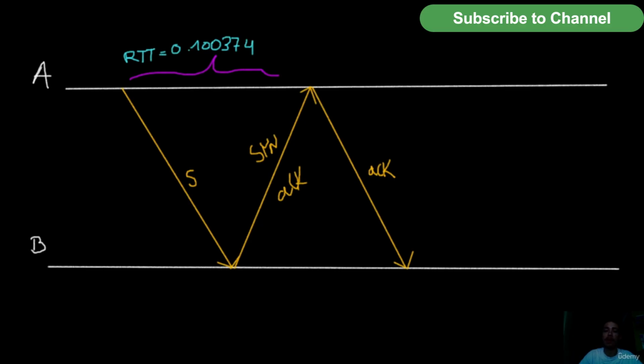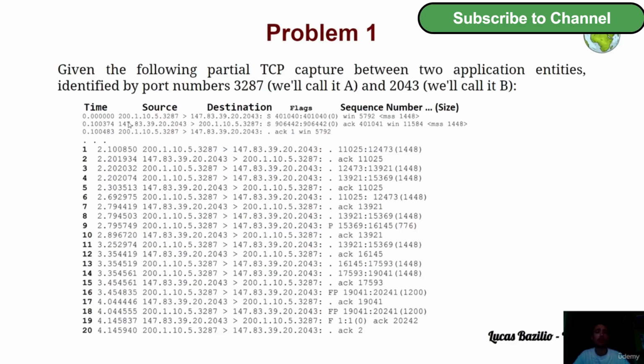milliseconds. Keep in mind that since this value is in seconds, we need to multiply by 1000 to get the milliseconds. So this gives us around 100.374 milliseconds, and here we forget about this 0. So this is the approximate value in milliseconds. If we leave it like this, it is the value in seconds, because remember, in this time column of the tcpdump, this is the time in seconds.